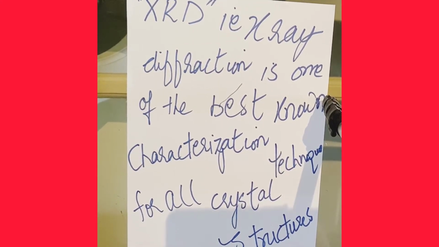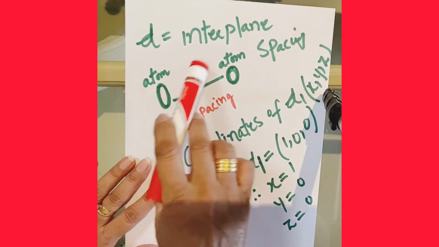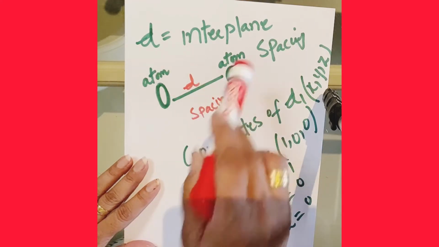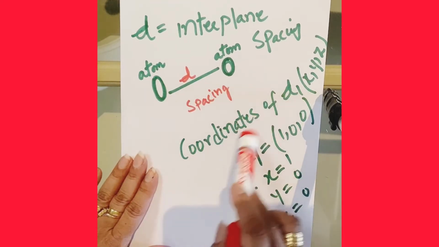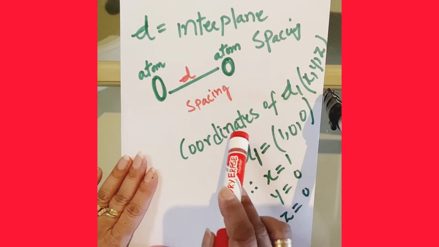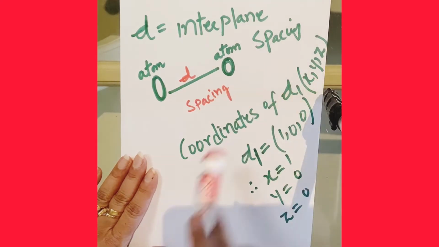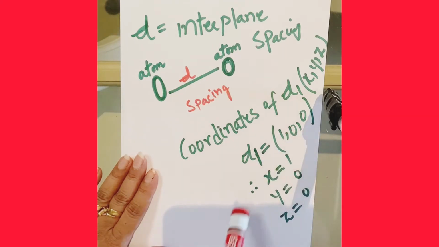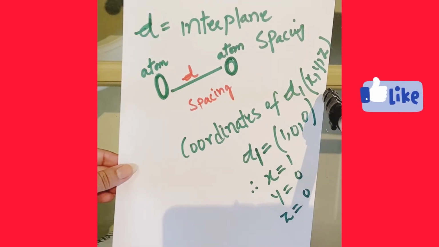As you know, XRD, that is X-ray diffraction, is one of the best known characterization techniques for all crystal structures, where D is the interplanar spacing between the two atoms. Of course, as the planes are formed, they have different coordinates. For example, if there are four peaks, that means four planes. They will be like D, X, Y, Z. These are the coordinates. That is D1 equals 1, 0, 0, that is X equals 1, Y equals 0, and Z equals 0. So this we will discuss further.